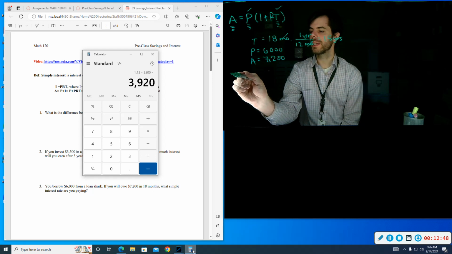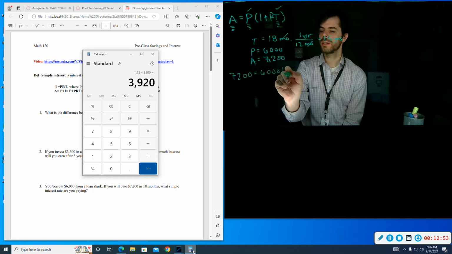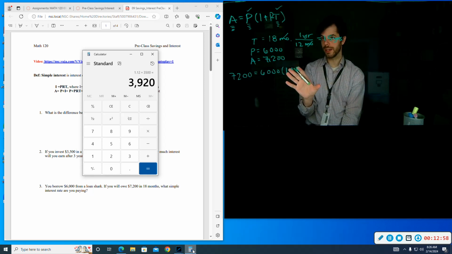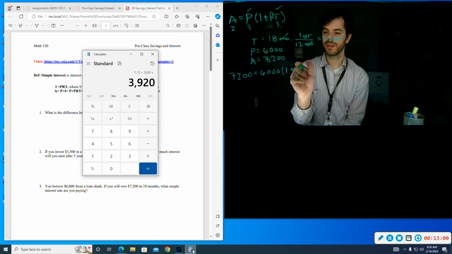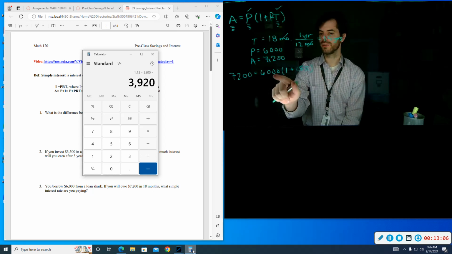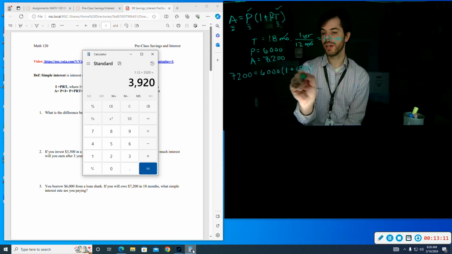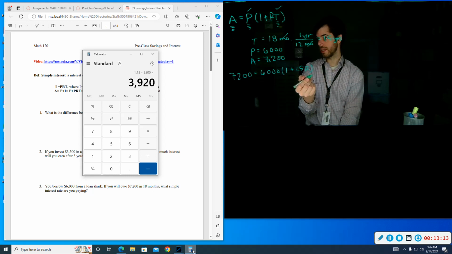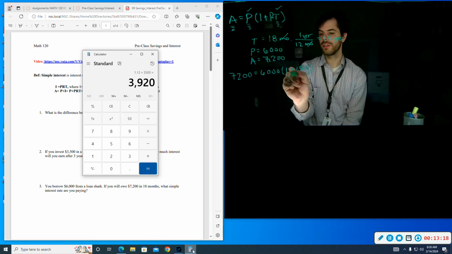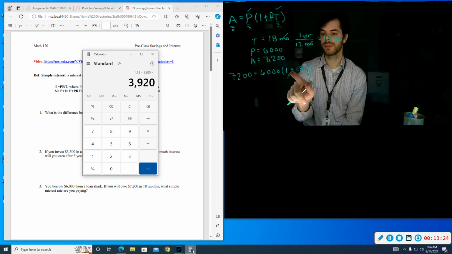If I plug in A, I get 7,200 equals 6,000 times 1 plus R. Remember, we don't know what R is, so it has to stay like that, times T. T was 1.5, so I have 7,200 equals 6,000 multiplied by 1 plus 1.5R. Remember, you can't just add 1 to 1.5 because they're different things. Like stays with like. These are in units of R. These are in units of ones. So you can't add those to get 2.5R.